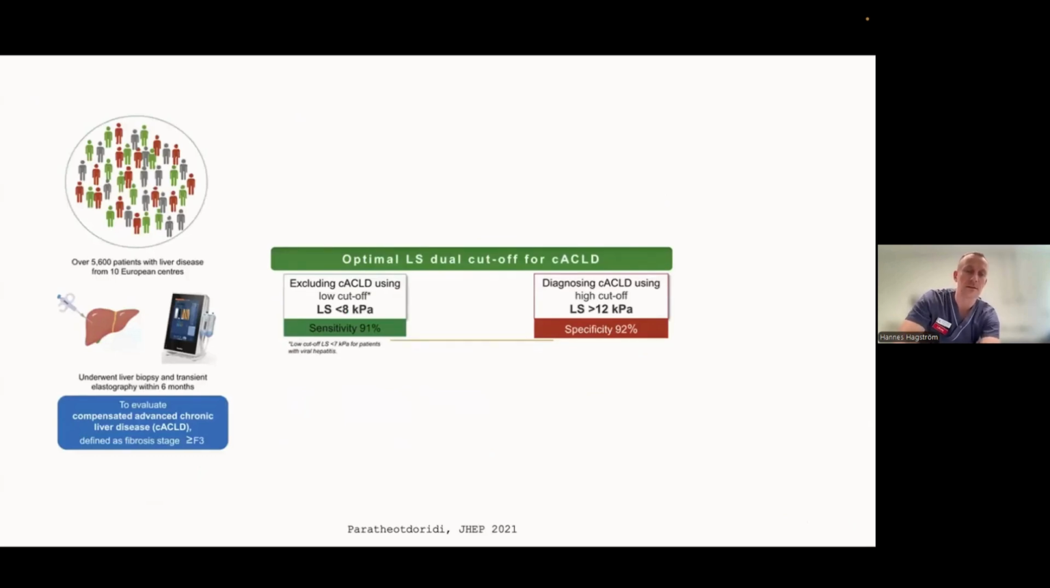And the cutoffs are as this. So you have also again here, we like this dual cutoffs in hepatology, where you have a lower cutoff with a very high sensitivity to rule out fibrosis. And you have an upper cutoff with a high specificity to rule it in.